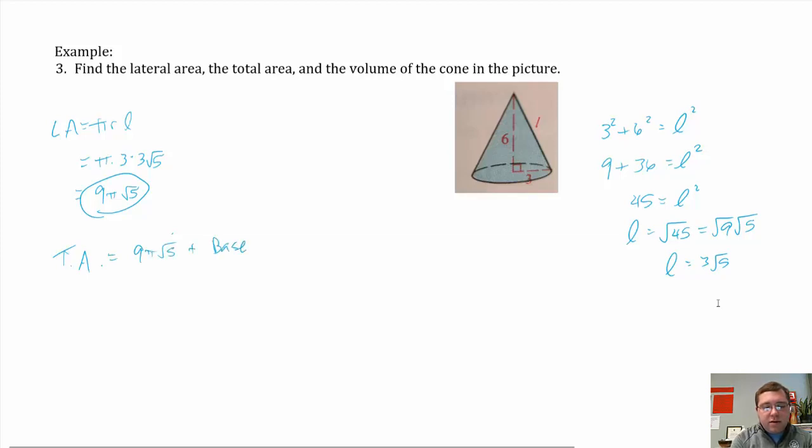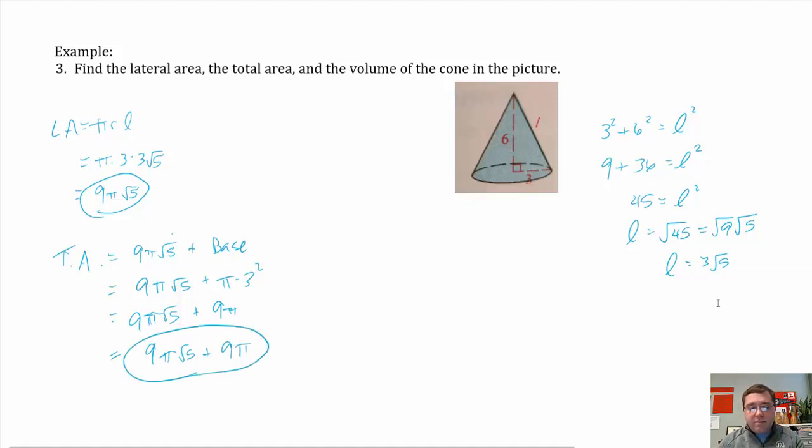area of the base. The base is a circle. There's only one base for a cone. The area of the circle is pi r squared, but r is 3. So we've got 9 pi radical 5, the lateral area, plus 9 pi, the area of the base. Those do not combine together. They are not like terms, because the first one has a radical 5 on it. The second one does not. So that is our answer right there. 9 pi radical 5 plus 9 pi.